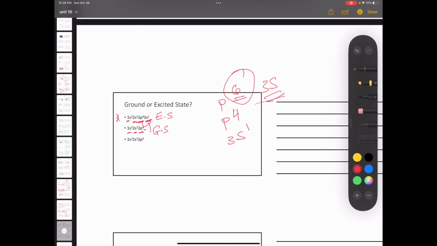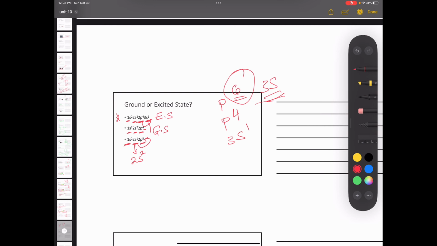On the next one here, we have 1s2, 2s1, and a 2p5. Do we notice anything abnormal with this electron configuration? Yes, we do, because the 2s orbital should be at 2s2, maximum capacity. But what happened here is that one of those electrons was excited and positioned along with the p electrons in the 2p sublevel.